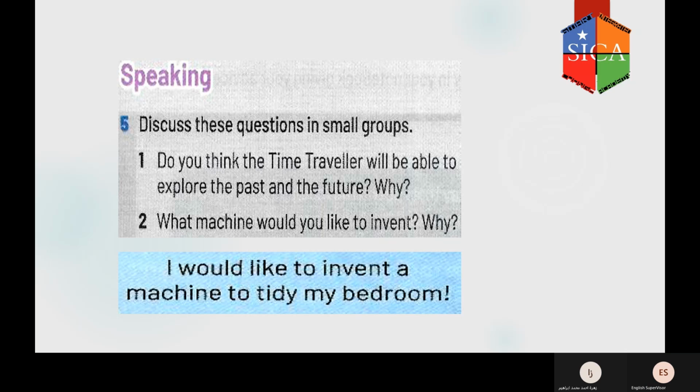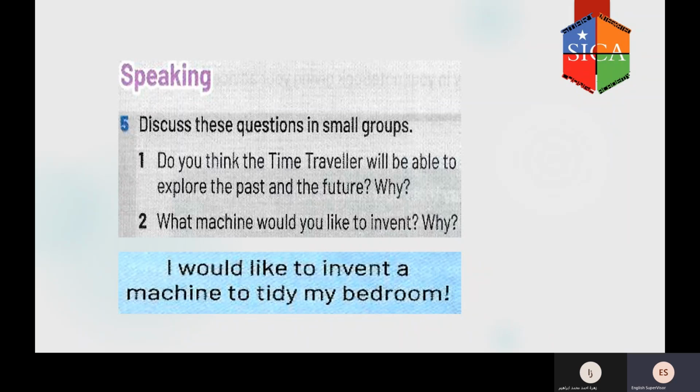Because it's impossible. Perfect one. On the other side, someone will say, yes, I think the time traveler will be able to explore the past and the future. And whenever I ask him why, he says, because everything nowadays could happen. I mean, scientists used to invent many machines, so they may invent something like this, right? Right.